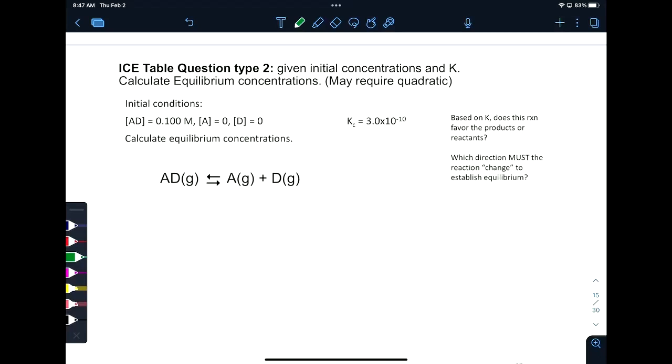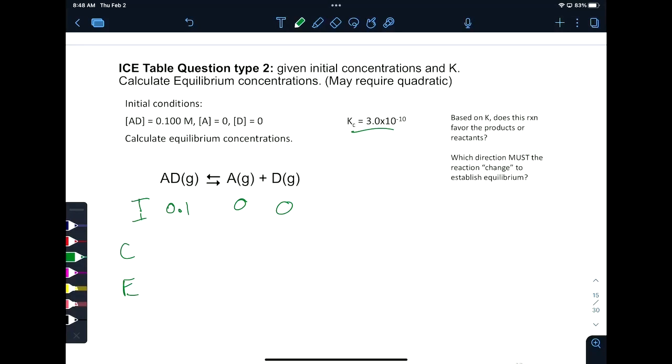So, initial concentrations, there is K. So this is question type 2. Ice table, I give you K and initial concentrations. You need to quadratic your way out or not. So ice table, I'm going to plug in my initial concentrations. A is 0.1, and the products are 0 and 0. And then there's my Kc value. So I'm just going to go ahead and fill in my ice table.